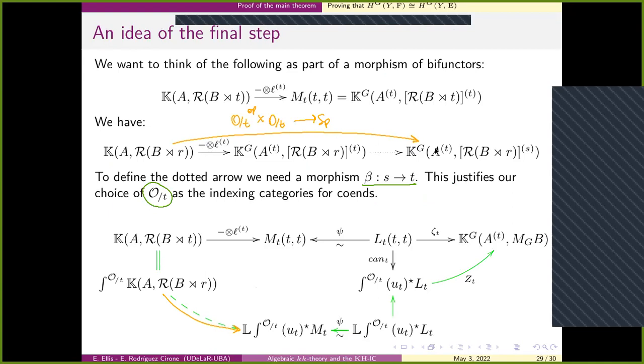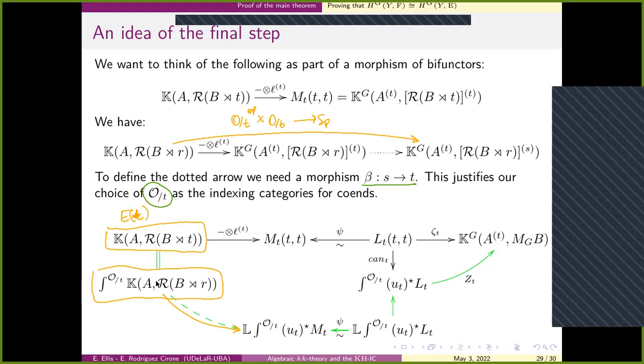In order to define this orange morphism, you have to define it at this level. So the naturality of this arrow is not immediate from what we have said before. You have to prove it in particular for this arrow. And then once you define this orange arrow, the last observation is that this coend is equivalent to this, which is our E of T.